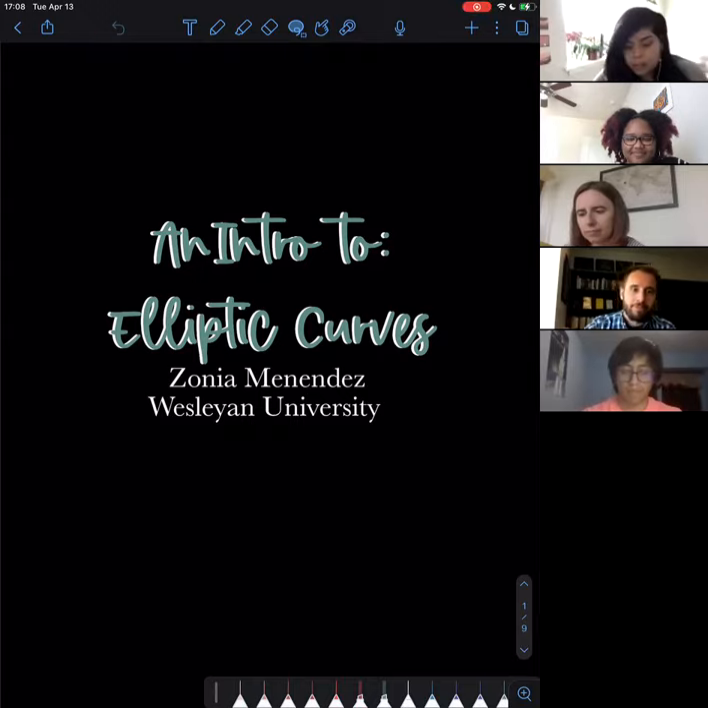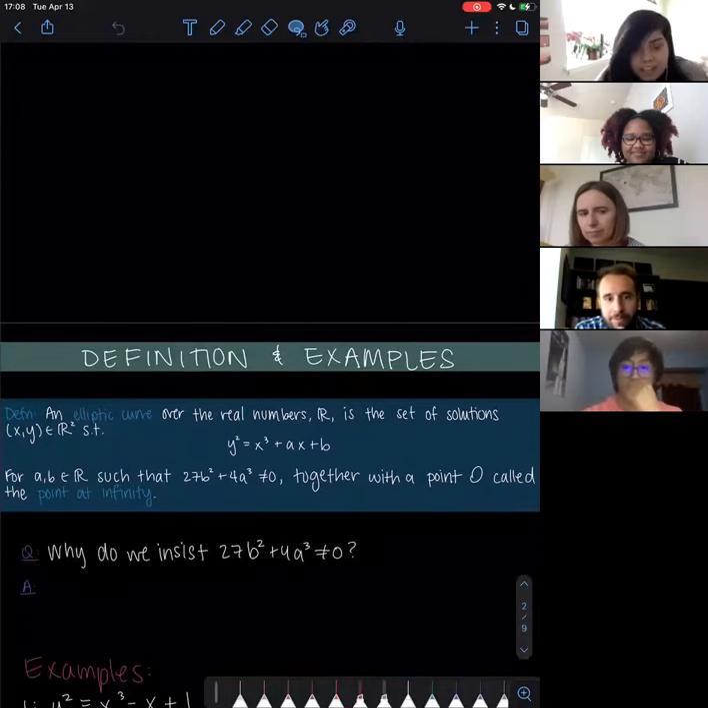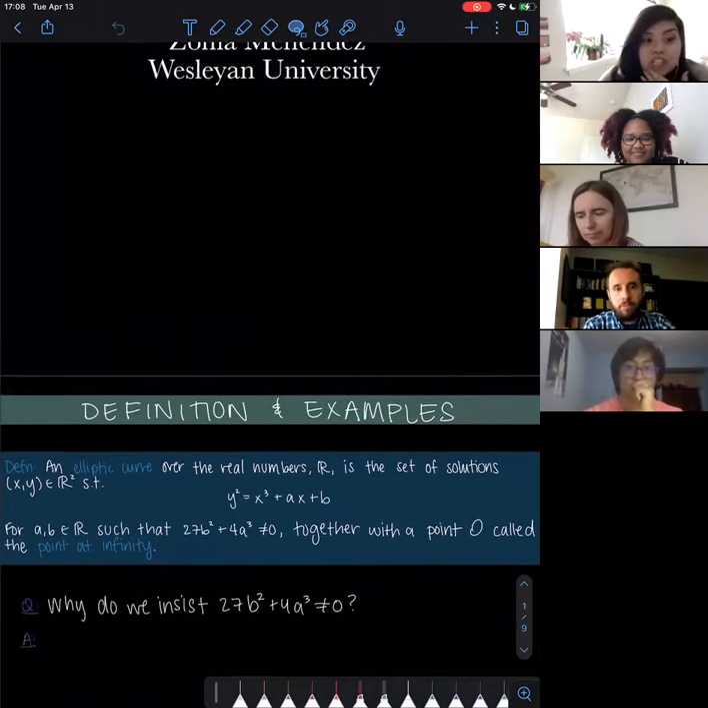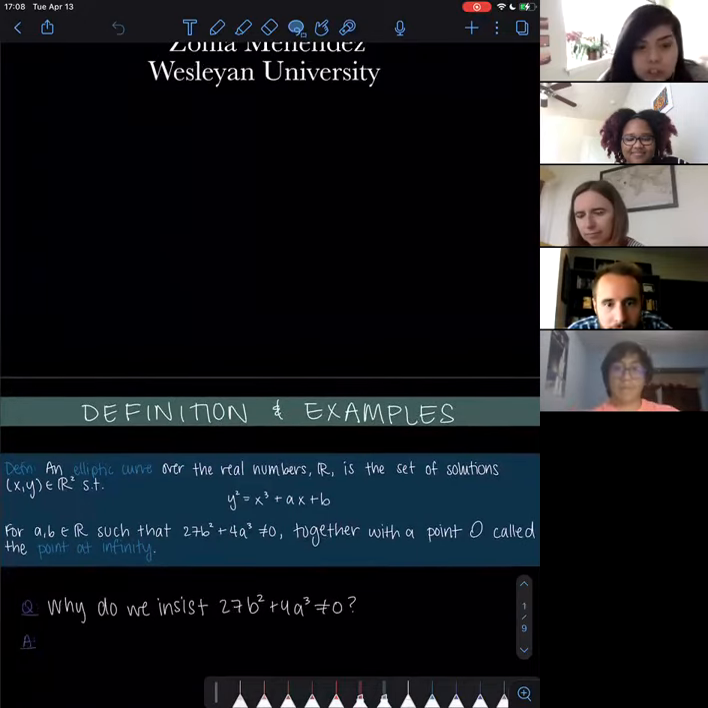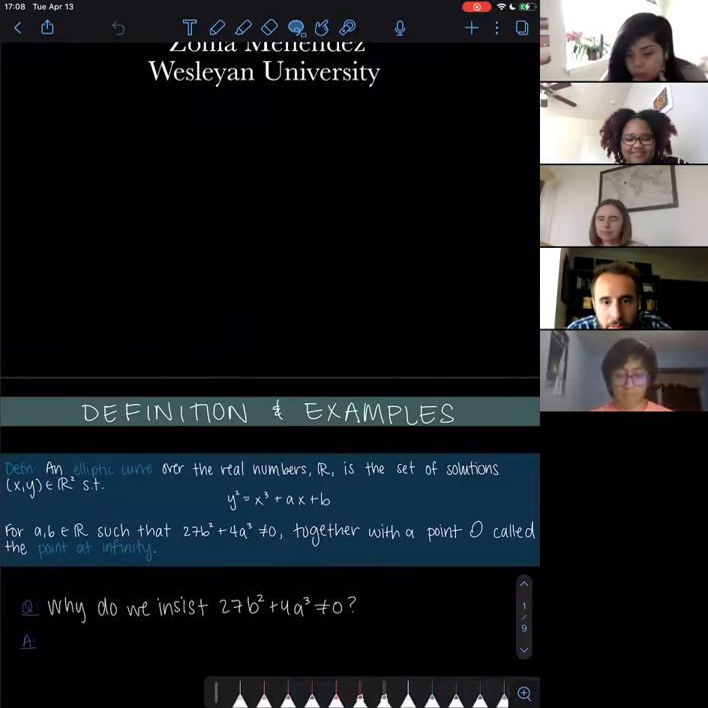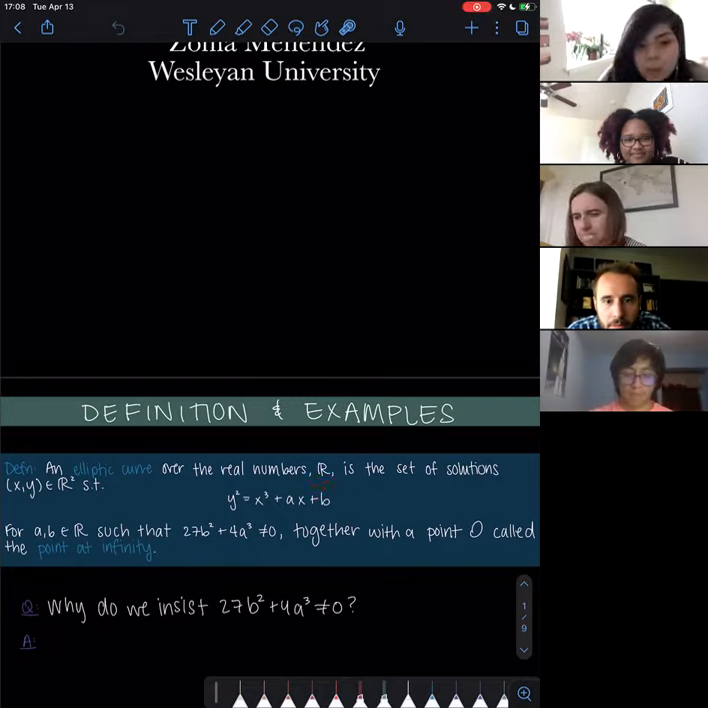So we'll start with a definition. Some of this I have written up already just to save some time, but I hope it won't be too fast because I will be writing some things down also. So our definition of an elliptic curve over the real numbers, which I'll denote as blackboard bold R, is the set of solutions x and y, both in R, so that this equation holds, y squared equals x cubed plus ax plus b, where a and b are real numbers, and so that this weird formula, 27b squared plus 4a cubed, does not equal 0.